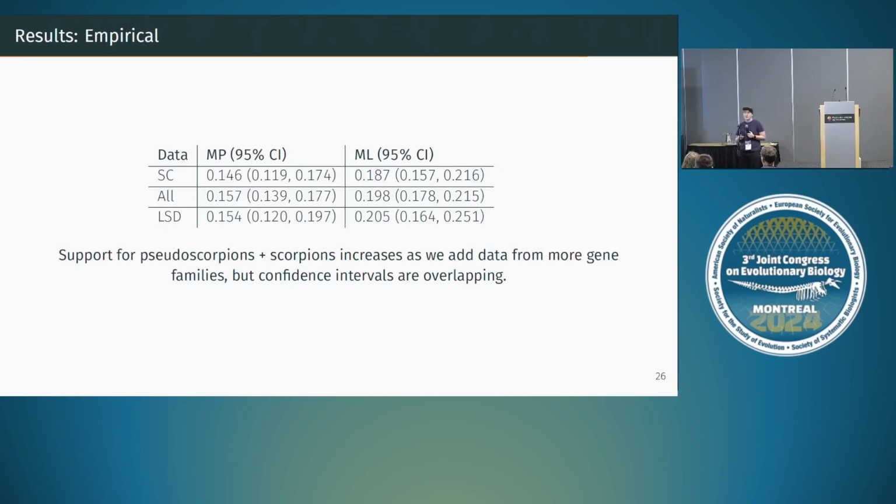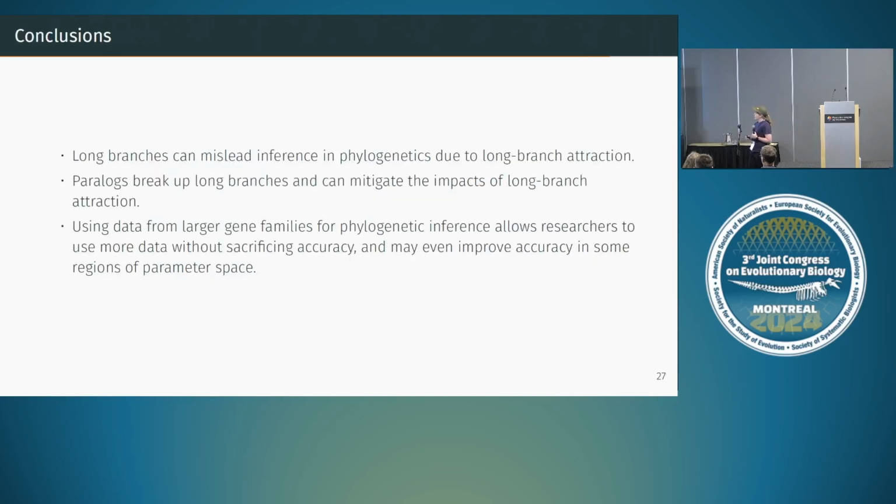overlapping confidence intervals. Okay, so overall, long branch attraction misleads inference in phylogenetics. That's not new. Using data from larger gene families can help mitigate this because paralogs can break up those long branches. And overall, using data from larger families for phylogenetic inference lets us use more data without sacrificing the quality of our inference, and can even improve inference in some regions of parameter space.